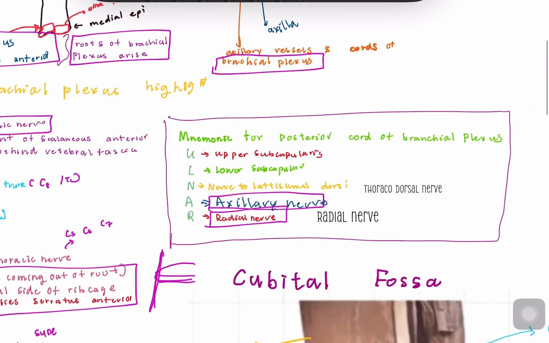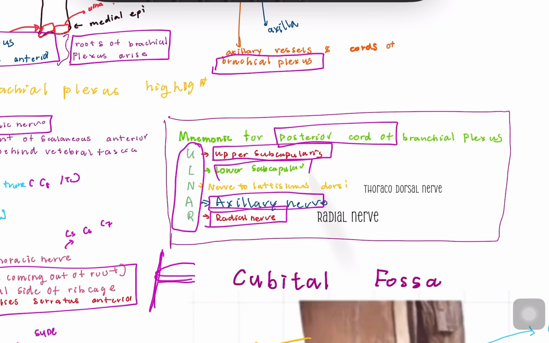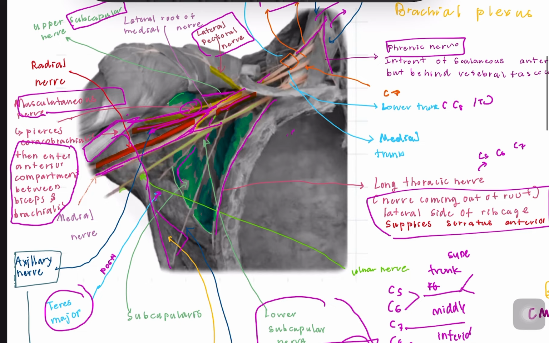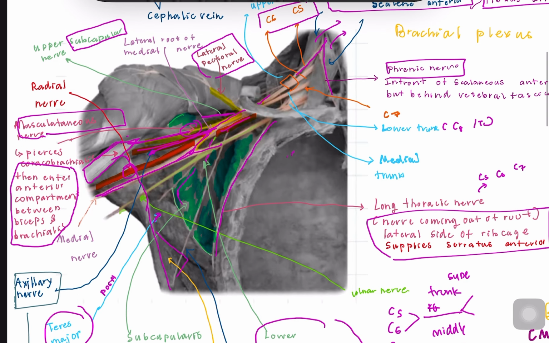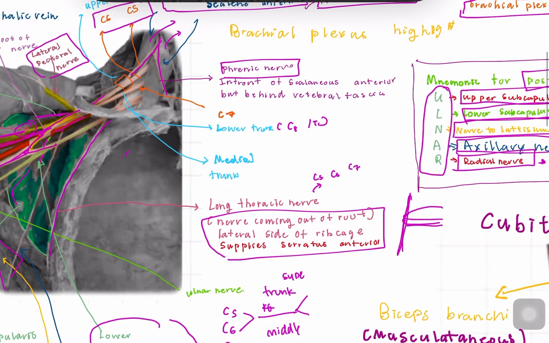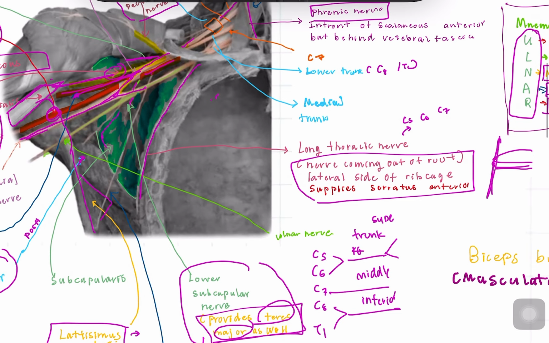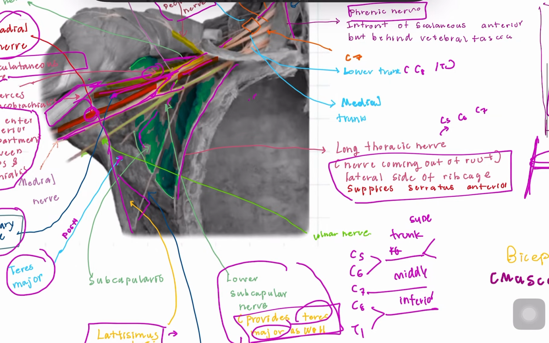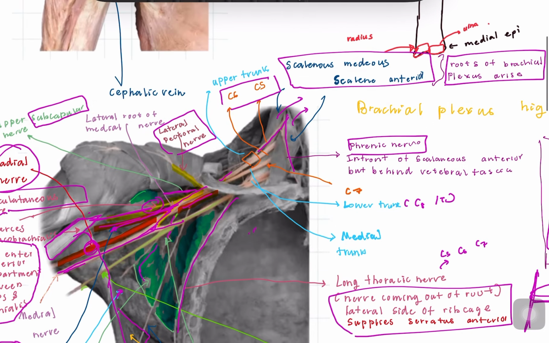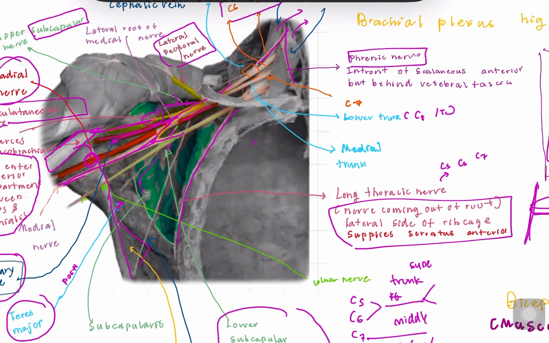So the posterior cord, there's a way that you can remember. So the upper subscapular, lower subscapular, nerve to latissimus dorsi, or we call this the thoracodorsal nerve, axillary nerve, radial nerve come from the posterior cord. So from the posterior cord the radial nerve comes, and then the axillary nerve comes. From the lateral cord, the musculocutaneous and the lateral root of the median nerve.